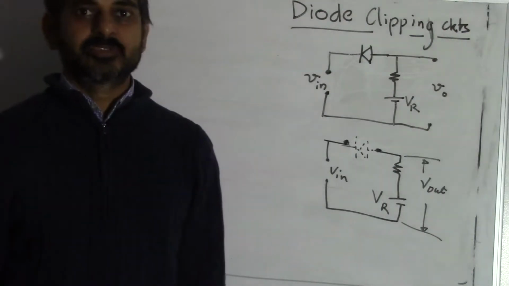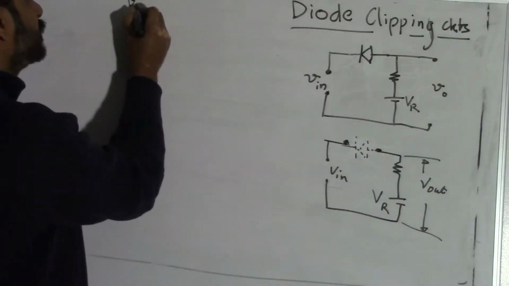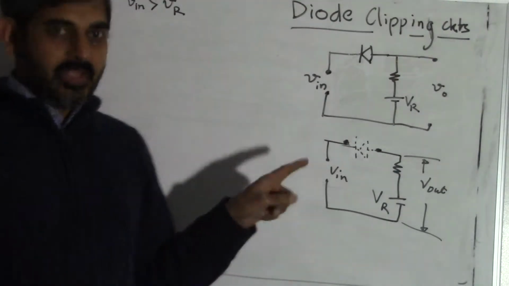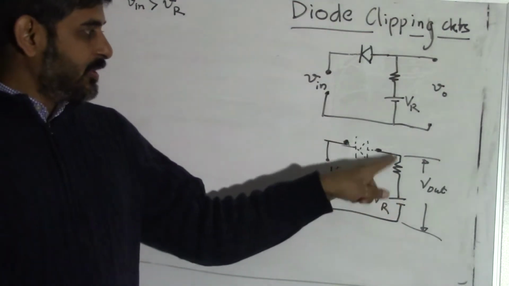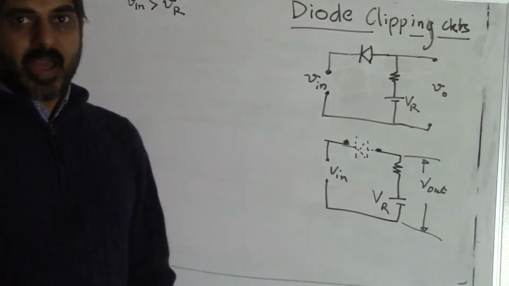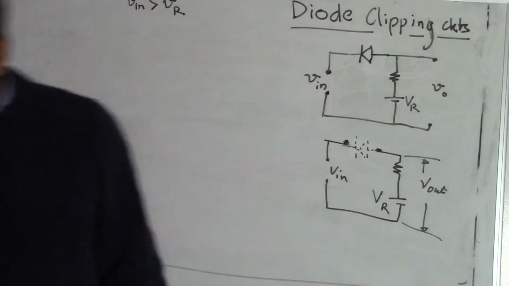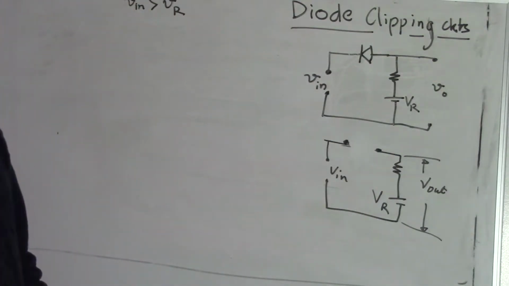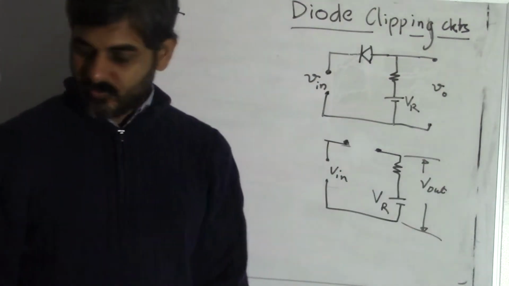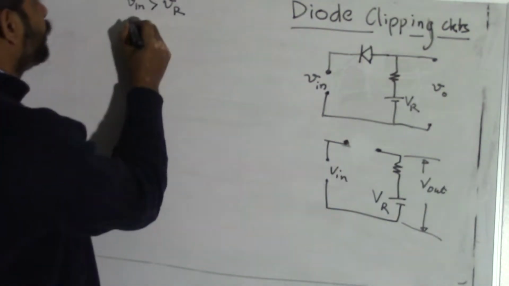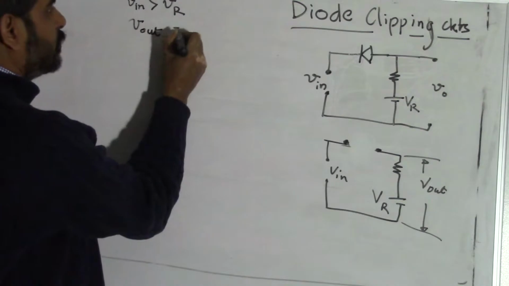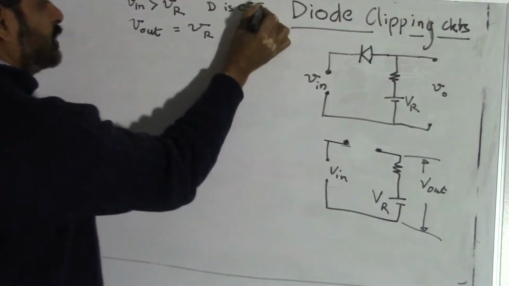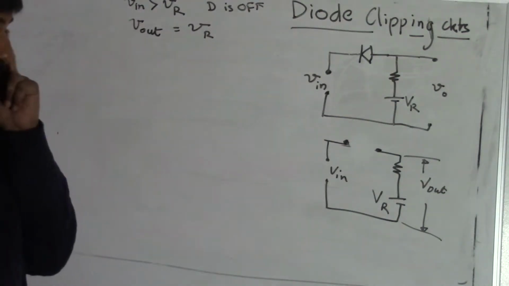Let's say in the first instance, what happens when V in is greater than VR. So if V in is higher and VR is lower, that means this is reverse biased, and in that case I can just mentally remove this diode, and the output voltage appearing here, V out, is going to be the same as VR. This diode D is off. In this condition, this diode is off, and we have this condition.